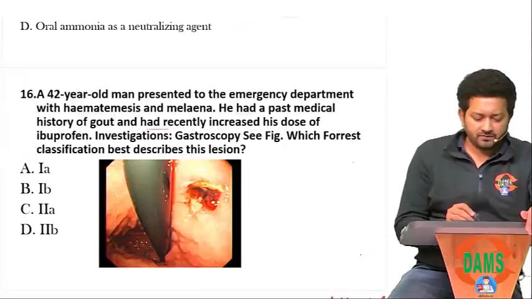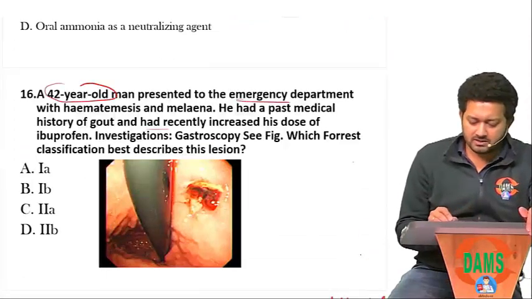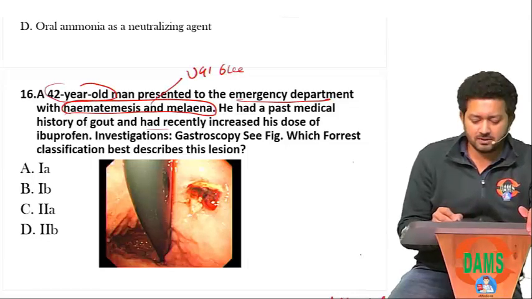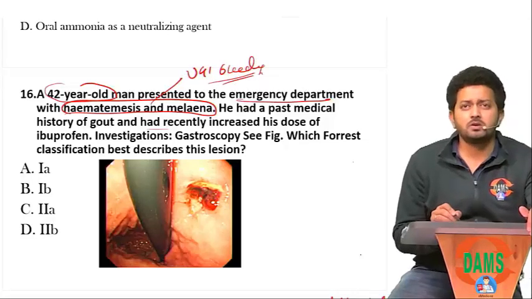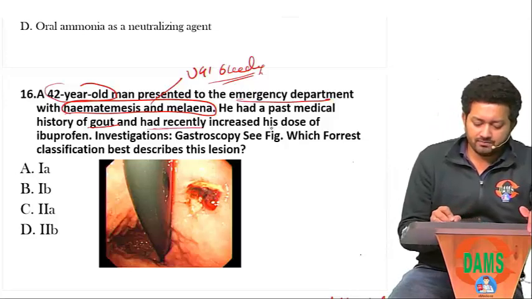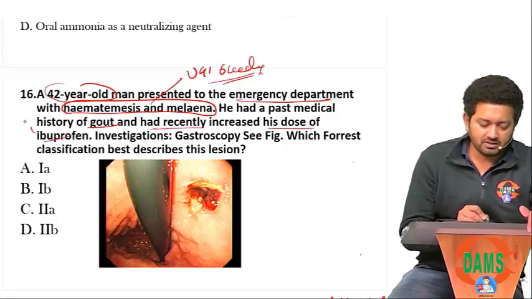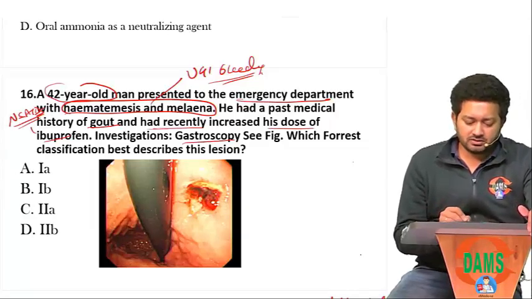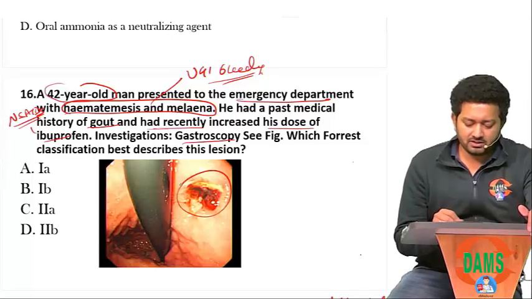Okay, next question. A 42-year-old man in the emergency department with hematemesis and melena. Hematemesis and melena means there is upper GI bleeding, which is commonly due to peptic ulcer. He had past medical history of gout and increased the dose of ibuprofen. So this is also going in favor. There is chronic NSAID intake. Endoscopy shows this kind of picture.